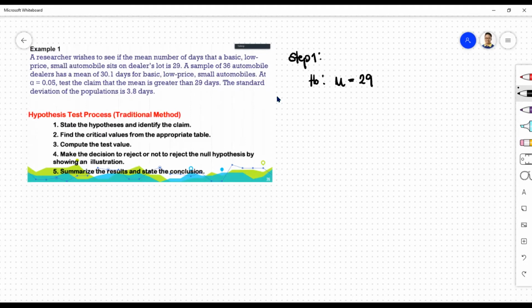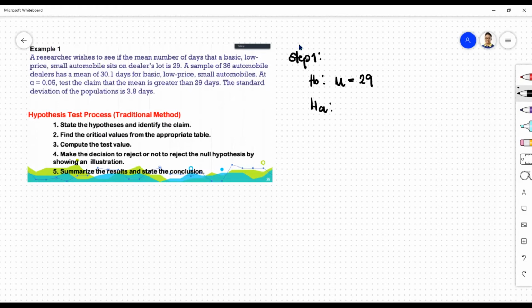The answer is, we are testing the population. For example, the researcher wants to see if the number of days of the dealer has a mean of 29. We are testing the population mean. To check if the 29 is true, he picked 36 automobile dealers as a sample. The 36 gave a mean of 30.1 days and then standard deviation and so forth. So our alternative hypothesis, guys, is what?